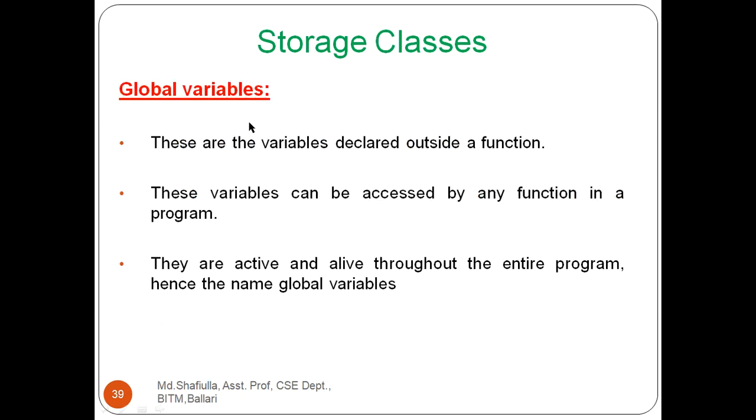Then we have global variables. These are the variables which are declared outside a function. They are not declared within a function block, not declared within a pair of braces. These variables can be accessed by any function in a program. Why can you access them by any function in a program? Because they are declared in the global area, the global declaration section. Hence they are visible to all the functions in a program.